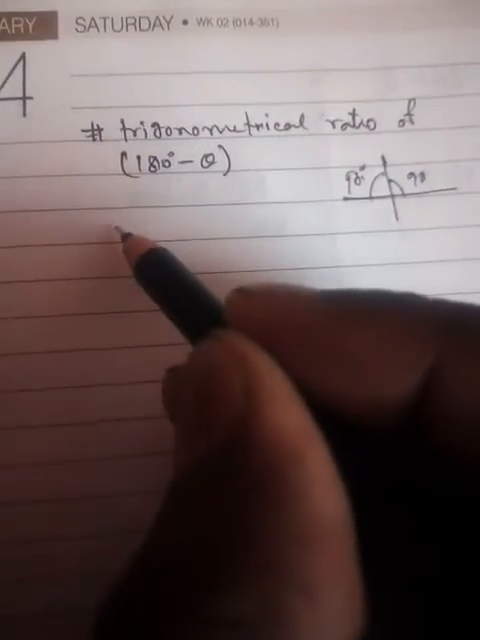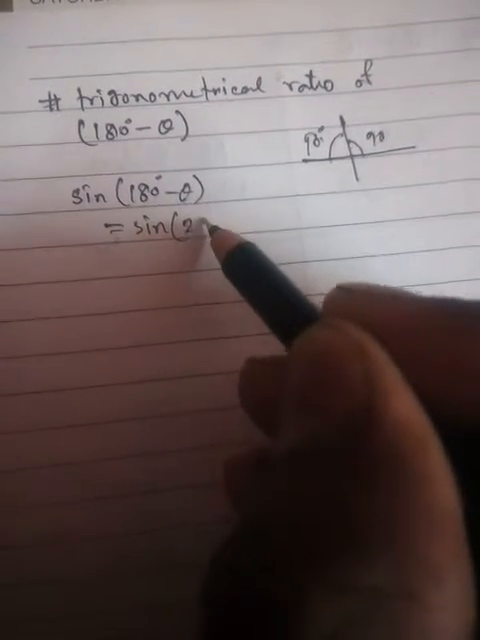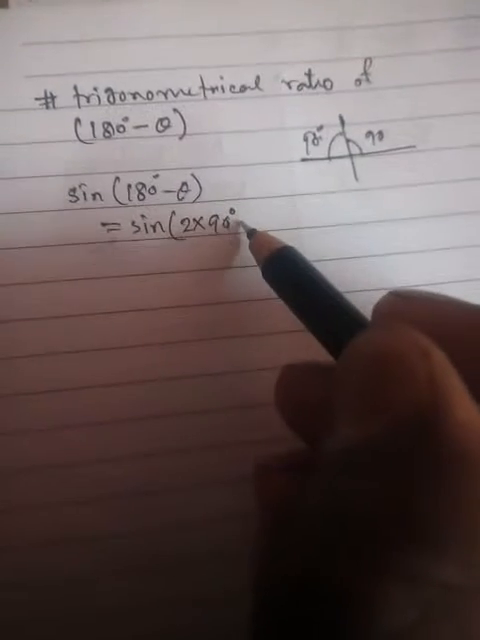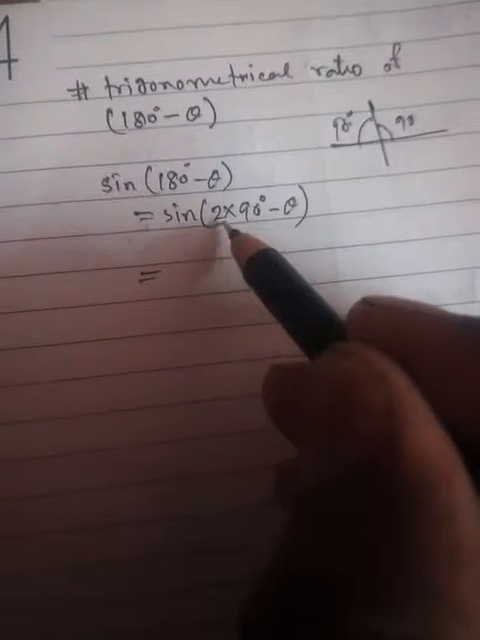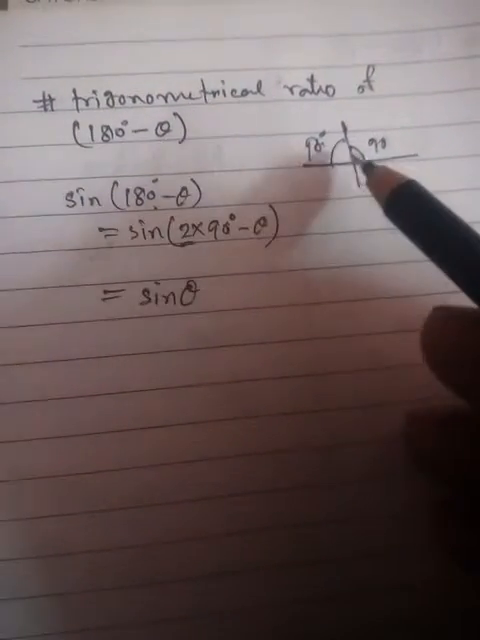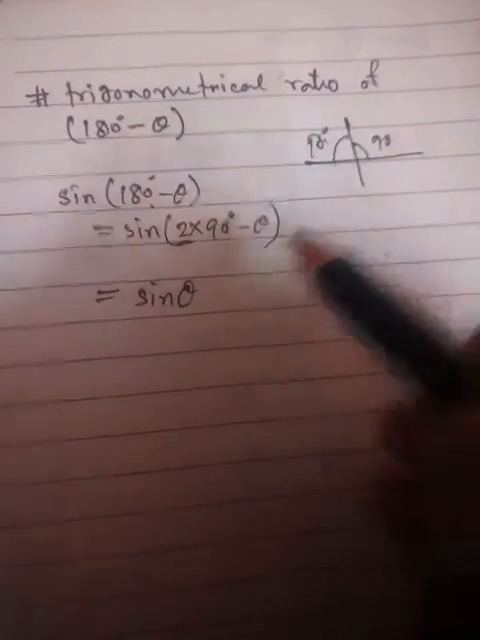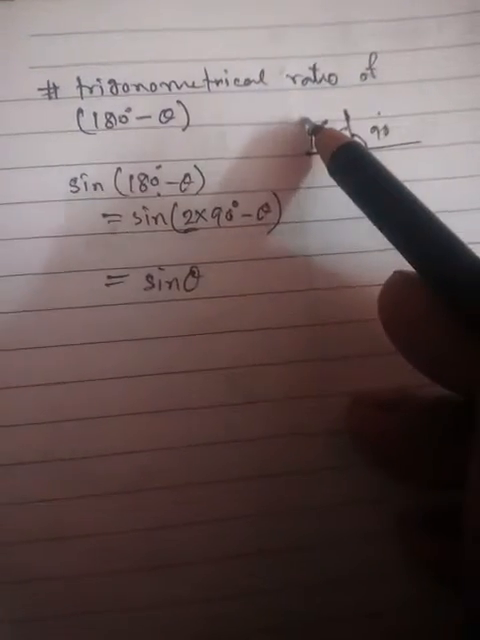So now let's see, sine 180 degree minus theta equals sine 2 into 90 degree minus theta. I have said that in case of an even value it will be the same, that means it will be sine theta, and as this angle is situated in the second quadrant, the value will be positive in case of sine theta. The rule is all sine tan cos, all sine tan cos.